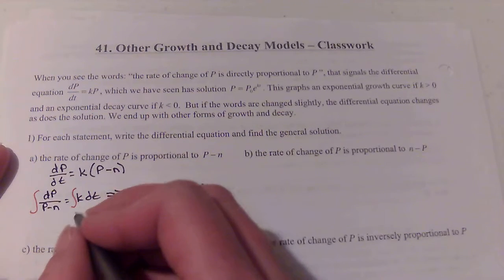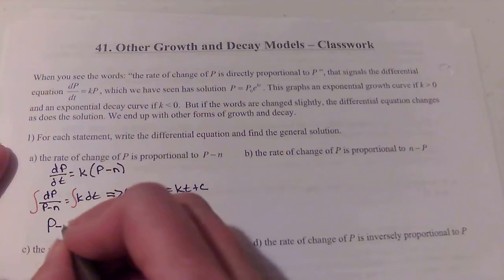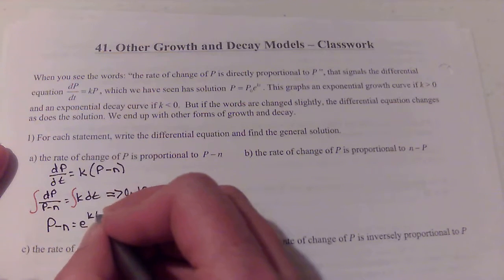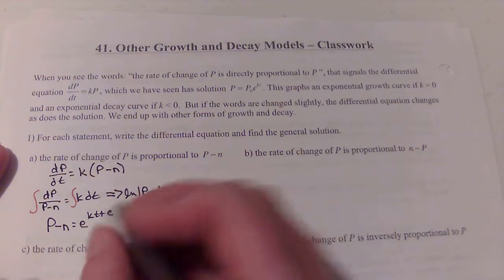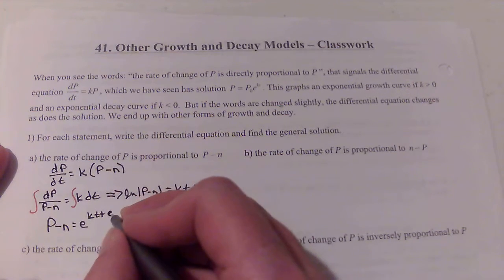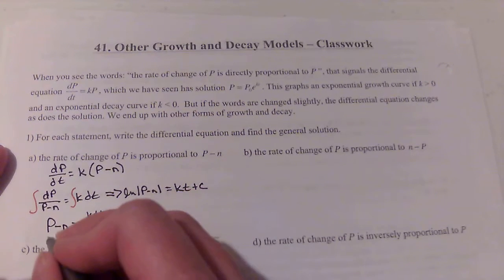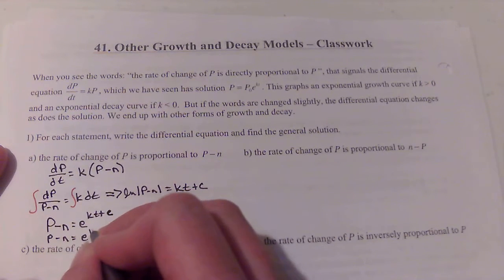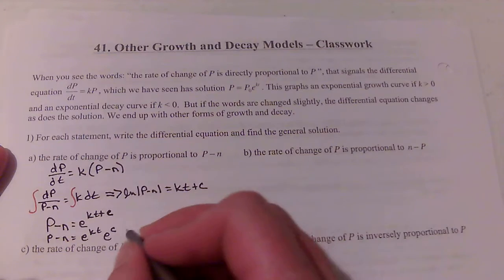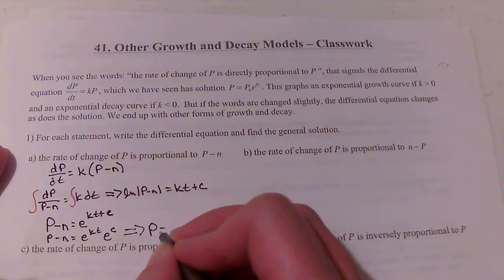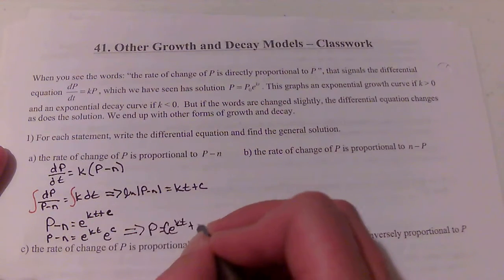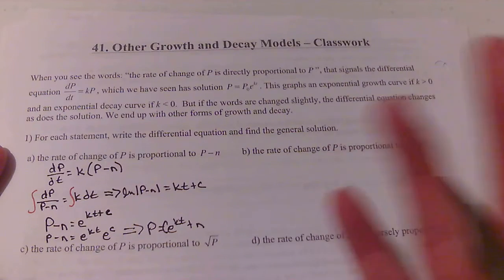Again, we'd use exponentials, so p minus n would equal e to the kt plus c, which, remember, would be e to the kt times e to the c. Oh, that's a c, not an e. That would give me p minus n equals e to the kt, e to the something, which would give me that constant. Therefore, p would equal e to the c, kt plus n. I mean, we do the same thing each time.